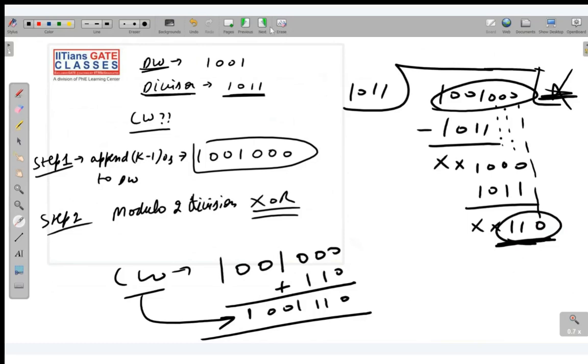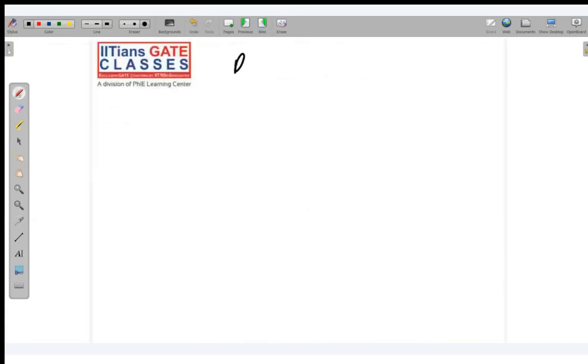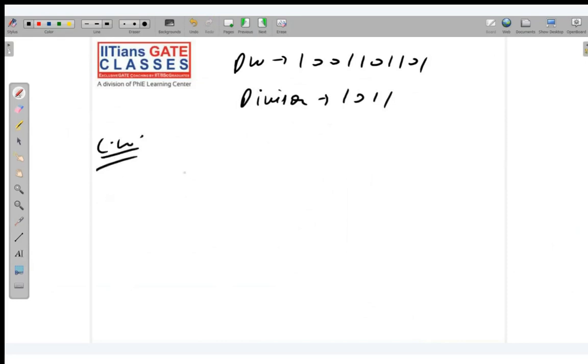Done. Okay, so for example, the data word is 100 1010 1101, and the divisor is 1011. So find the code word. Very simple. So what will you say? 100 1010 1101, as it is. The divisor has 4 bits, so I will add 3 zeros, and then I will do the modulo 2 division.